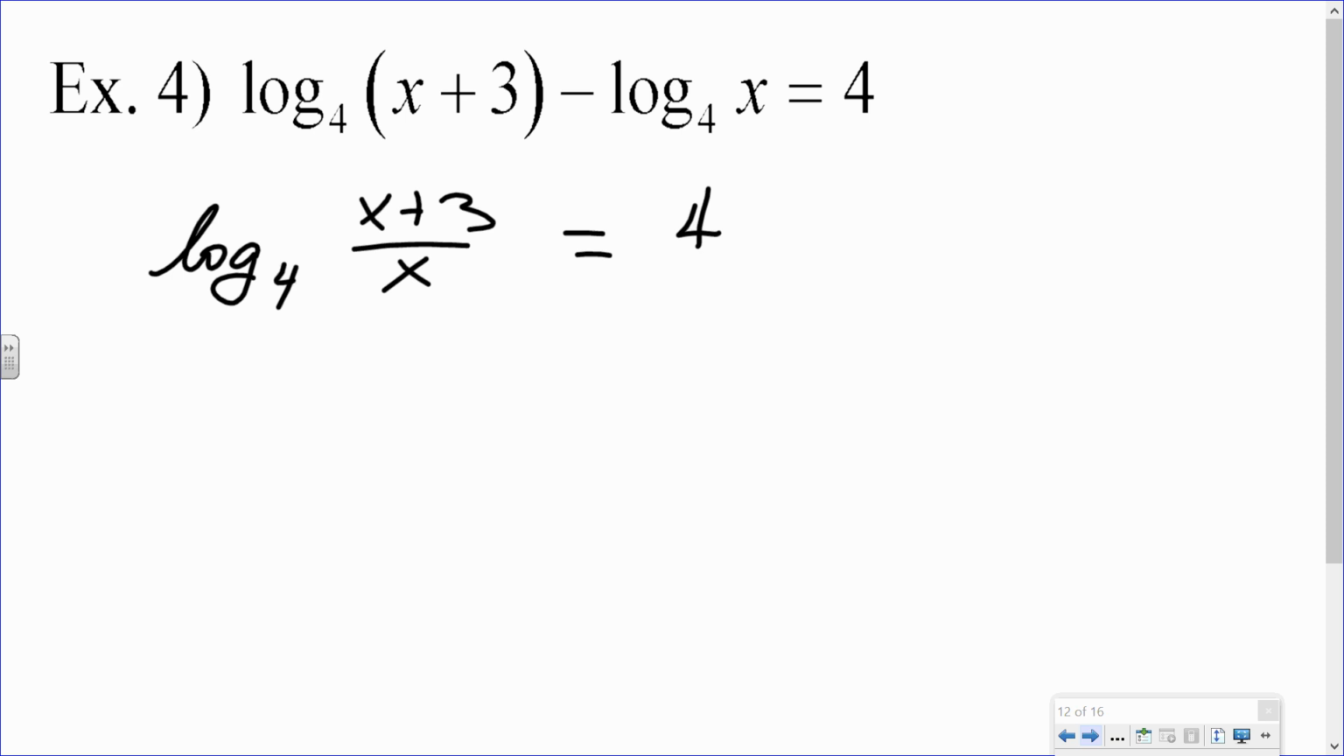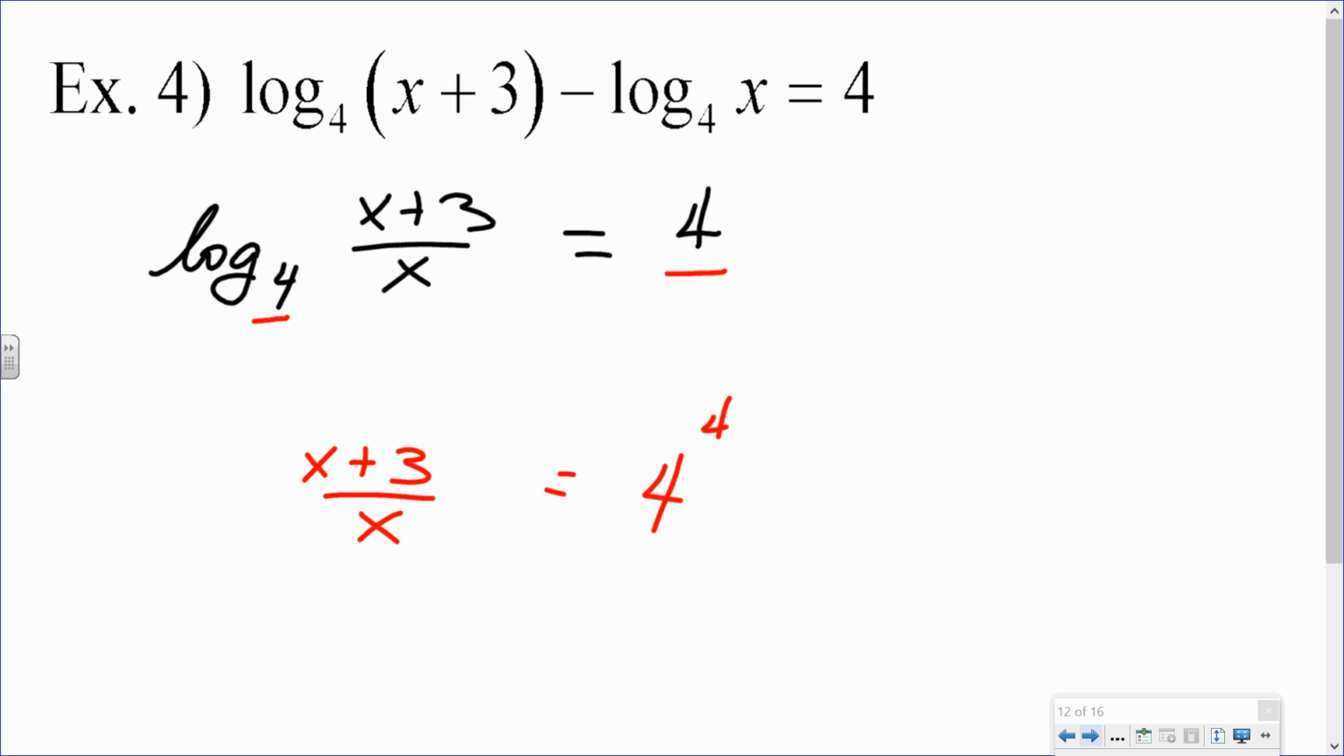Okay, two ways we could say that. We know we can always convert between exponential and log form. And so if I have log base of something equals, I could simply say this base to this power equals this argument. So I could simply say 4 to the 4th equals x plus 3 over x.